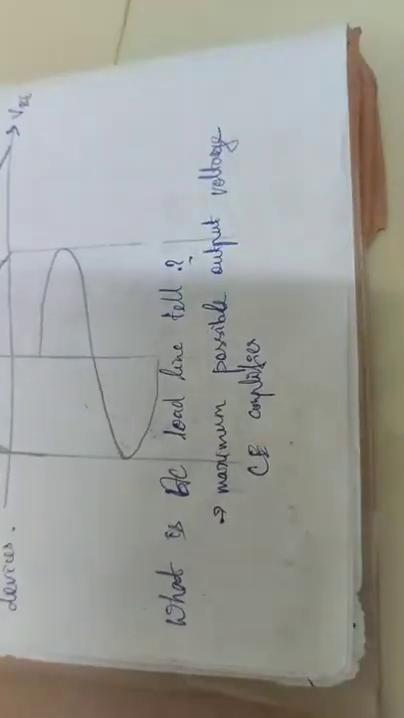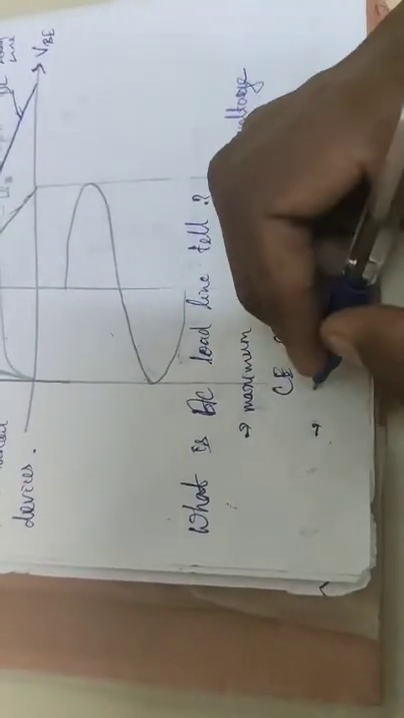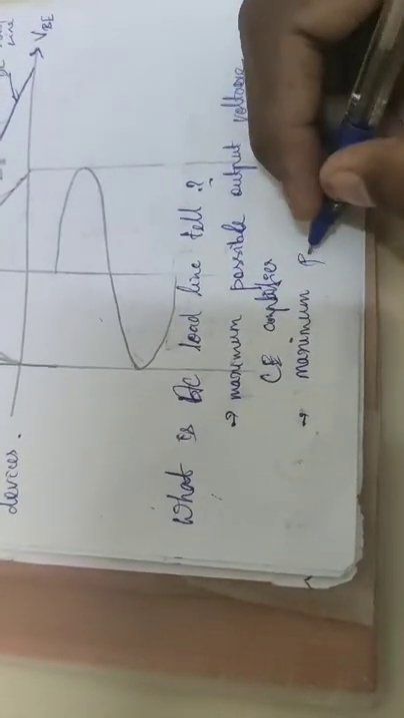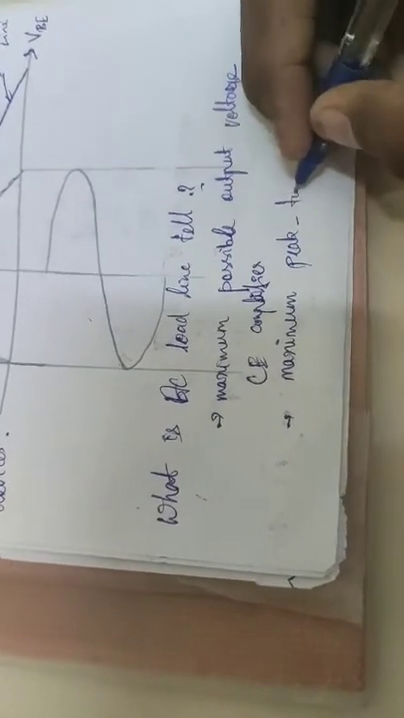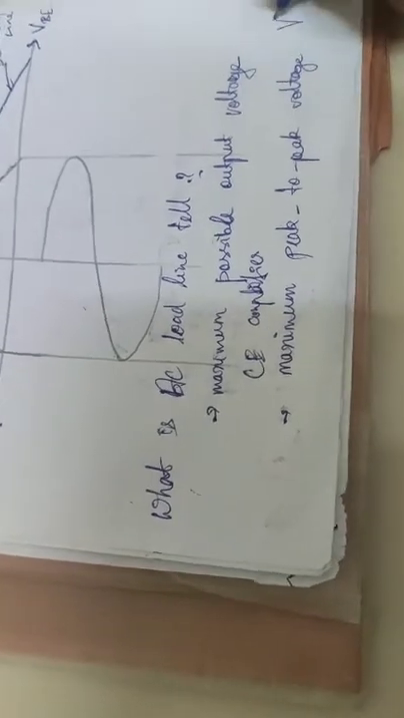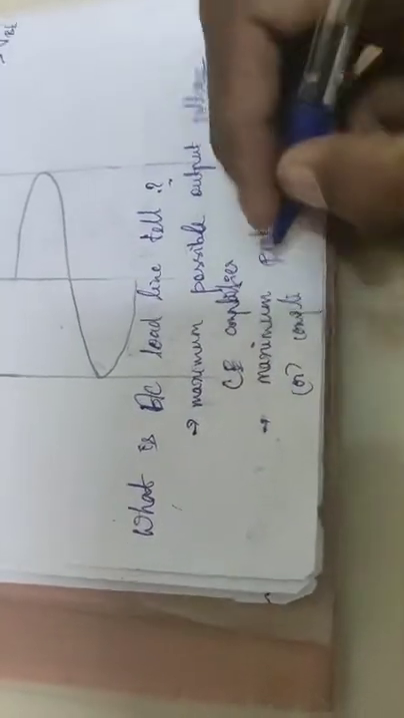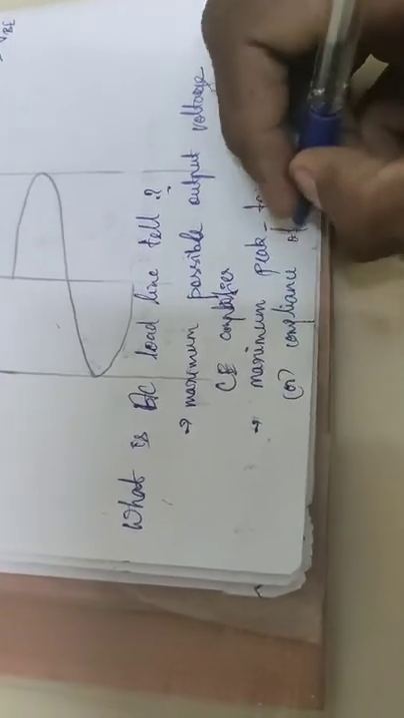Coming to the second point, when the maximum possible output voltage is obtained, I can get the maximum peak to peak voltage, that is VPP. This VPP is called the compliance of an amplifier. Or I can say, the compliance of an amplifier.